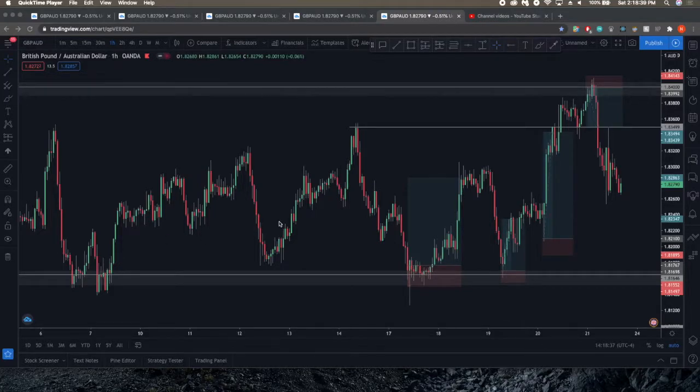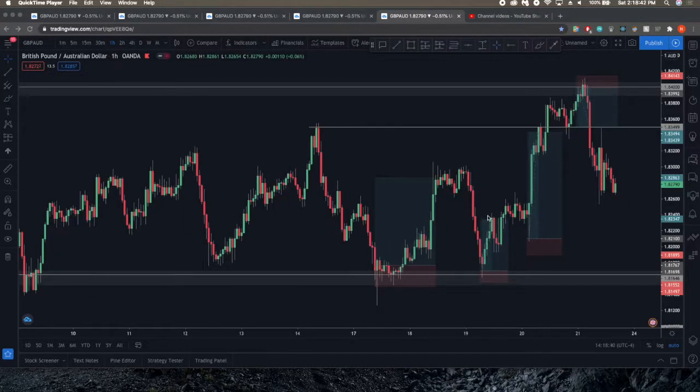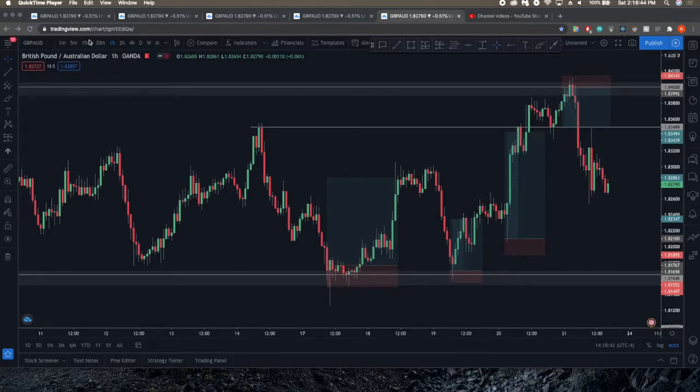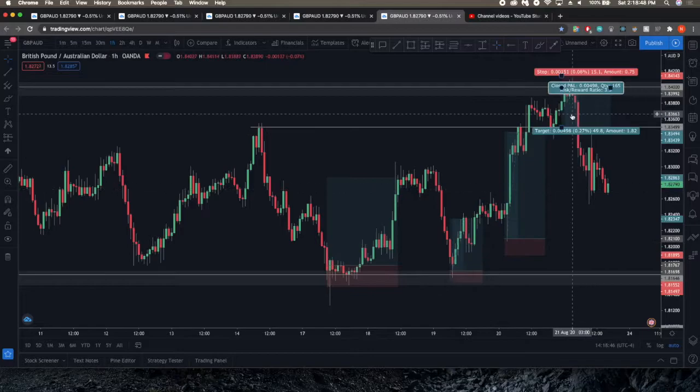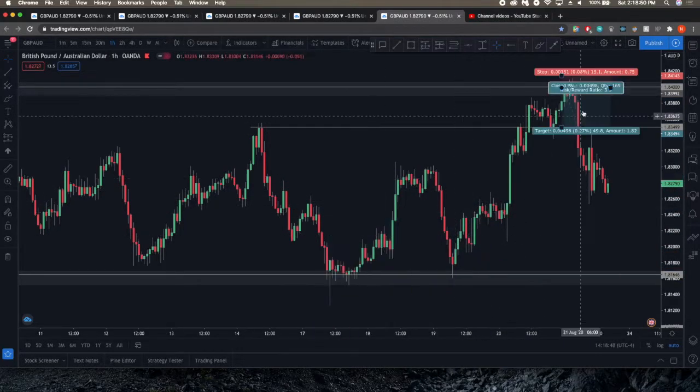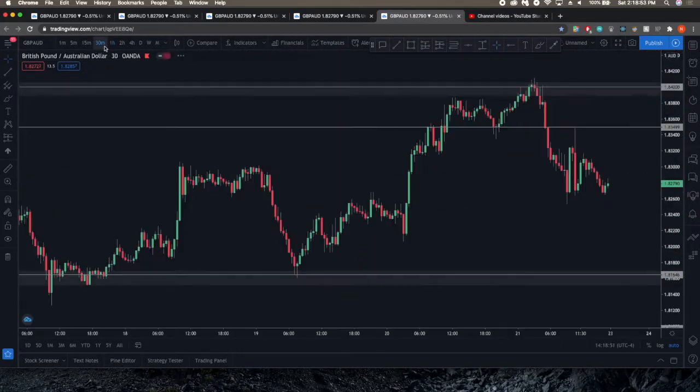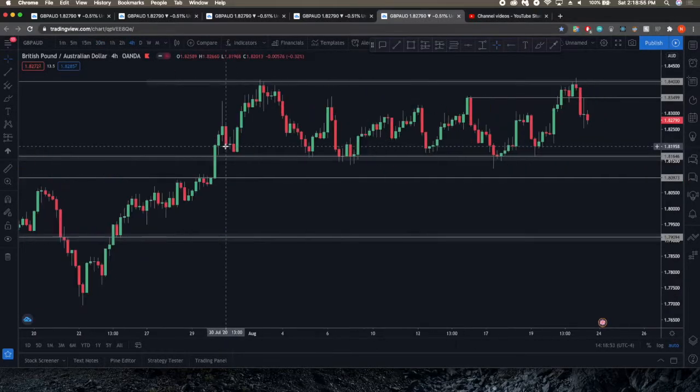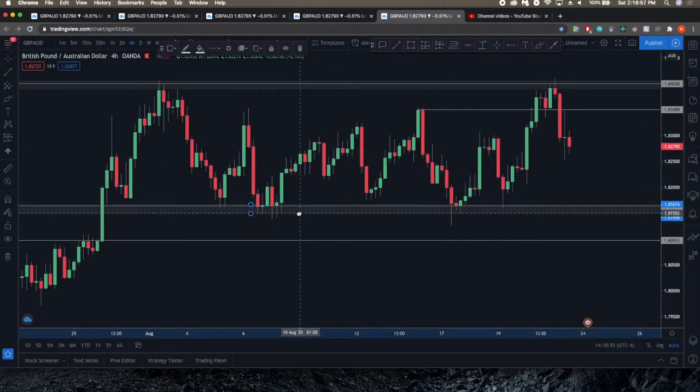This is a GBP AUD weekly recap, going over trades that happened in August, third week of August. 1, 2, 3, 4. We're going to break down each one: timing, day, and what key level was respected. Cool. So we have our support here, right?